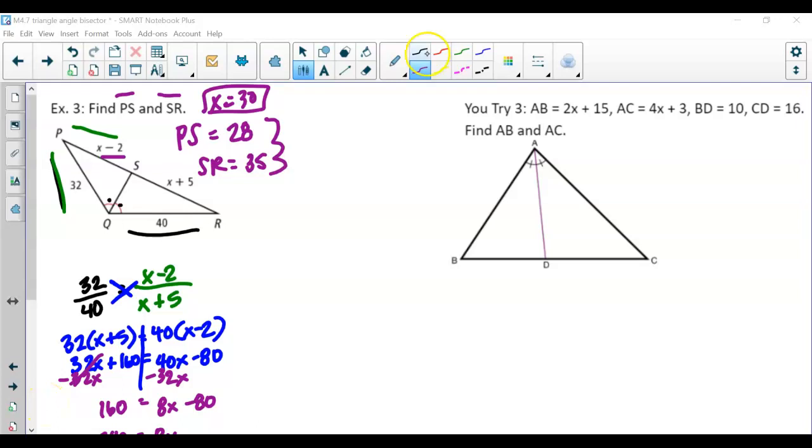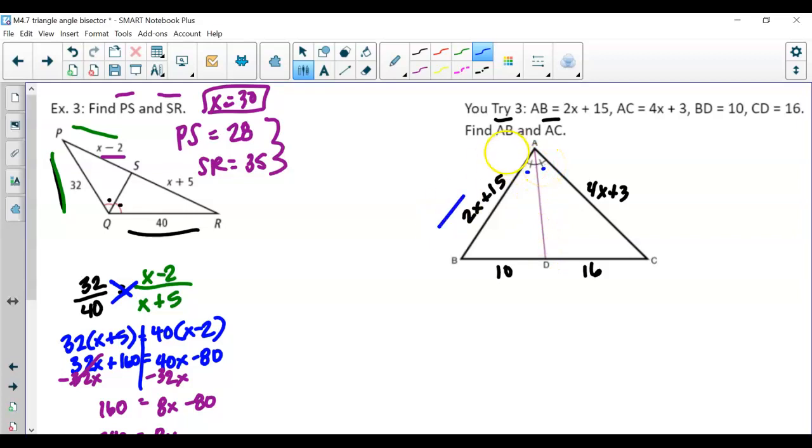And here we go. So making sure that we label correctly, AB is 2x plus 15, AC is 4x plus 3, BD is 10, and CD here is 16. We are looking for AB and AC. Now notice we can use our theorem here because we do have an angle bisector. So AD, it is shown that the two angles are congruent.